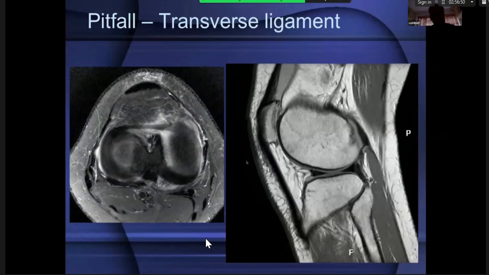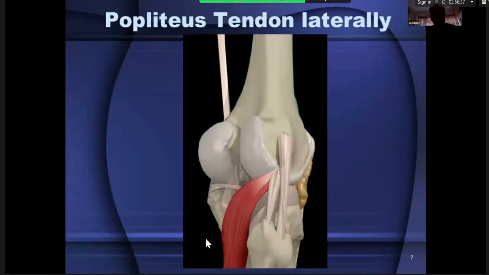And if you see that in the axial image, we can see the black line, which is joining the front bits of the two menisci. So that's a normal structure, which is not a tear.